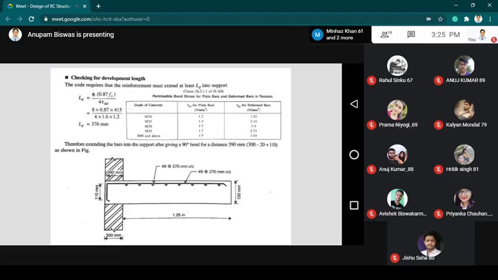So the next and last step is to draw the sectional elevation, show and label all the values for the particular reinforcement that is provided, along with the effective length of the slab that is provided with the overall depth.